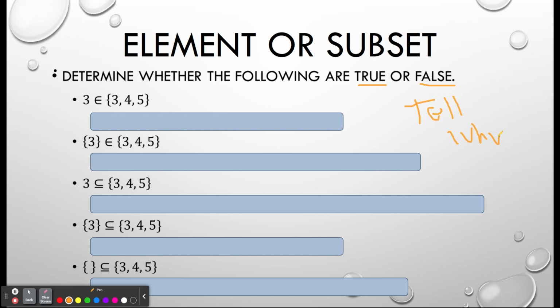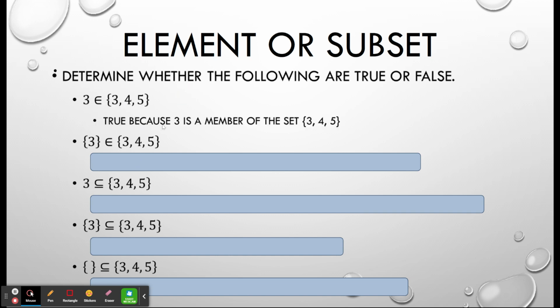Why? Okay, so you're telling why. First one: e is an element of {3, 4, 5}. That is true because e is a member of the set {3, 4, 5}. Remember, the braces here mean set. So this is true.